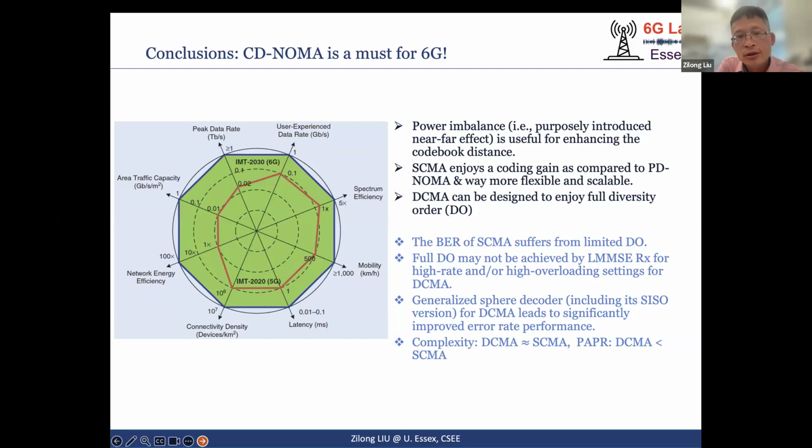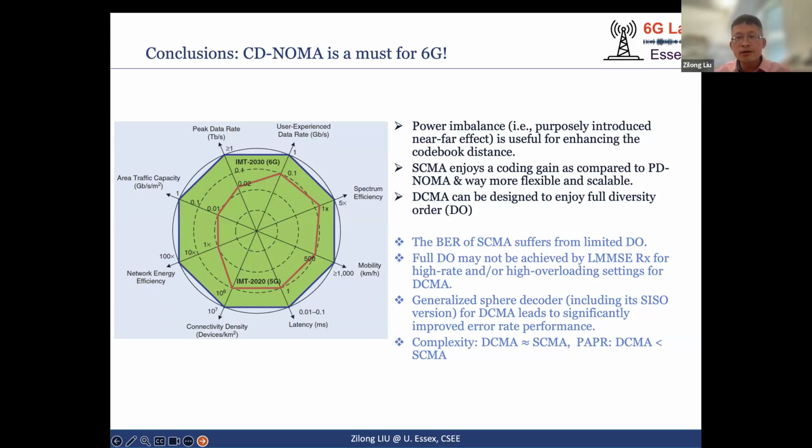I have introduced the power imbalance codebook design, and I have shown you that the power imbalance is actually very useful for enhancing the codebook distance, in terms of the minimal Euclidean distance or the minimal product distance. So the key idea here is to purposely amplify the near-far effect. And here I have compared SCMA with power-domain NOMA, and we have shown that SCMA enjoys a large coding gain, not to mention its flexibility and scalability.